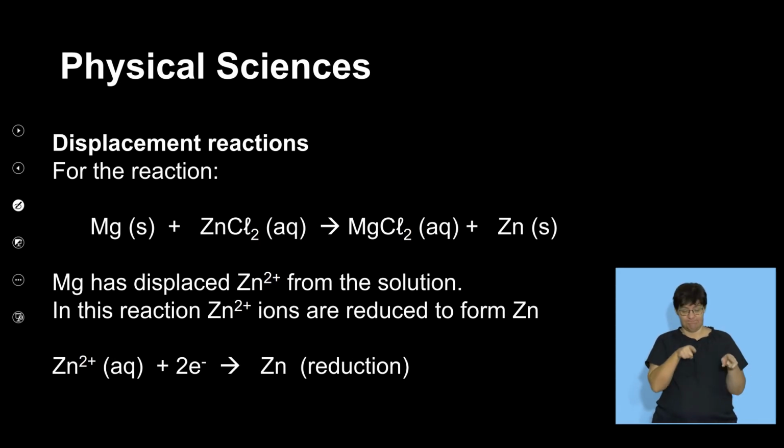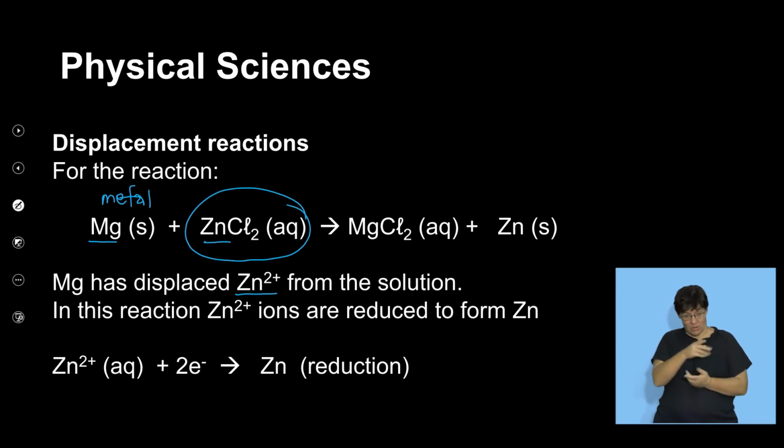Say, for argument's sake, we're comparing magnesium and zinc in the context of a reaction between a metal and a salt. So these are displacement reactions. Our comparison is confined to magnesium and zinc. We are saying that magnesium has displaced zinc from the solution. The solution that we're talking about in this case is zinc chloride.